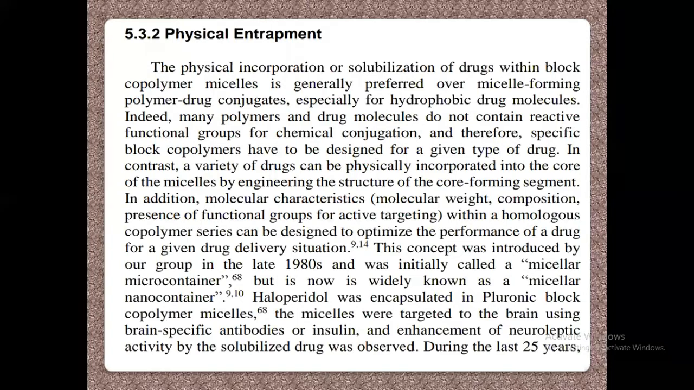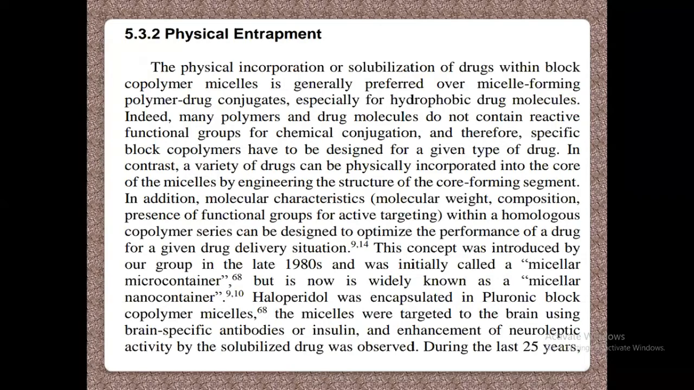If you take both of the two, which one is advantageous, which is preferred? Well, this physical entrapment method, especially for hydrophobic drug molecules. If the drug is hydrophobic in nature, then the physical entrapment method is the best method. Indeed, many polymers and drug molecules do not contain reactive functional groups for chemical conjugation. For chemical conjugation, proper functional groups should be there in the drug. Then only conjugation will happen. But the majority of drugs do not have those functional groups. So that is why the chemical conjugation method is not successful for all drugs.